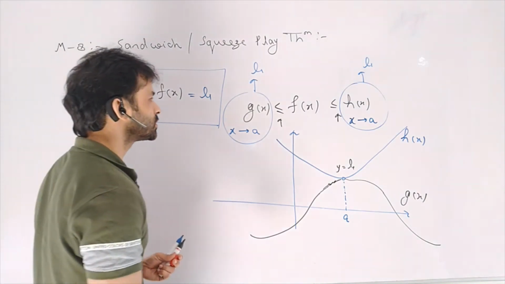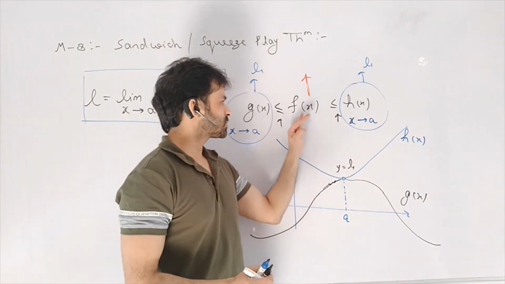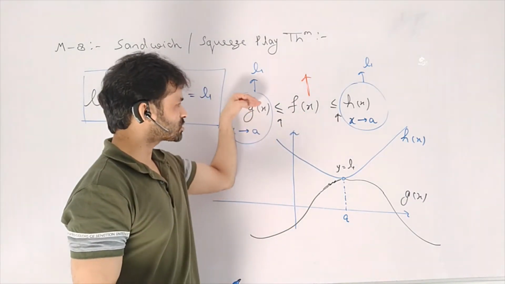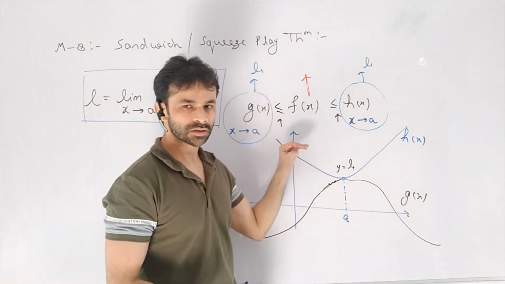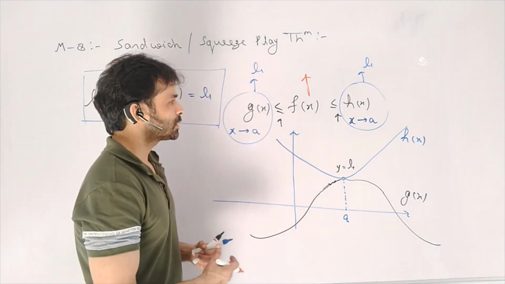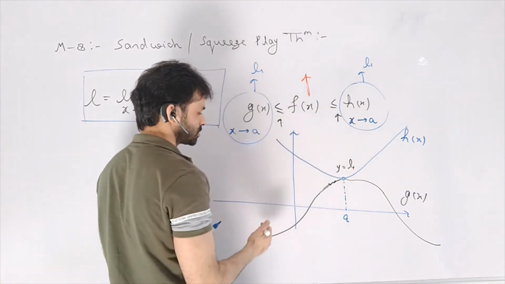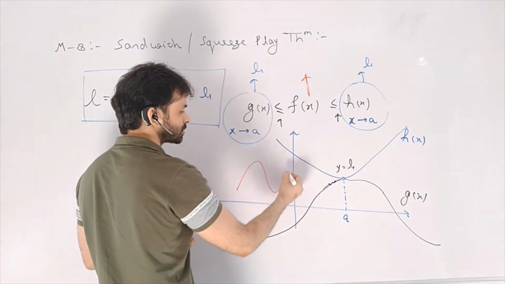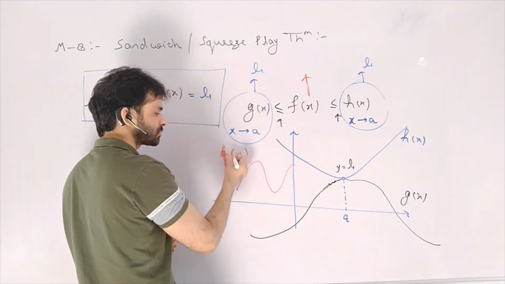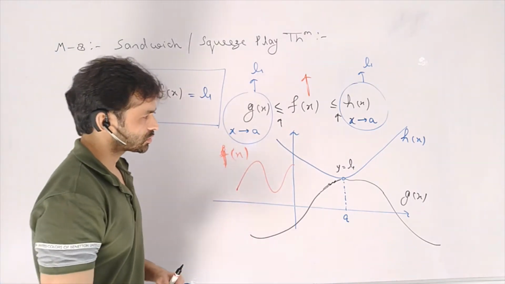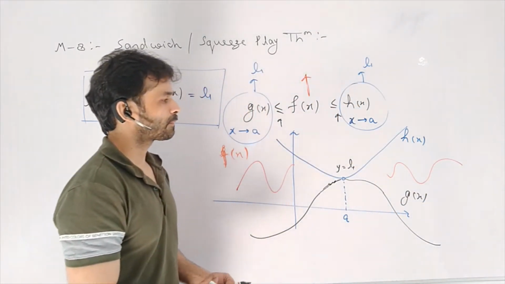Now think about this f(x). This f(x) is less than h(x) but greater than g(x), which means it is always above g(x) and below h(x), because its value is smaller than h(x). So at any point, it is in between g(x) and h(x). So f(x) can be like this, at any point in between these two. Here again it can be in between these two, like this.